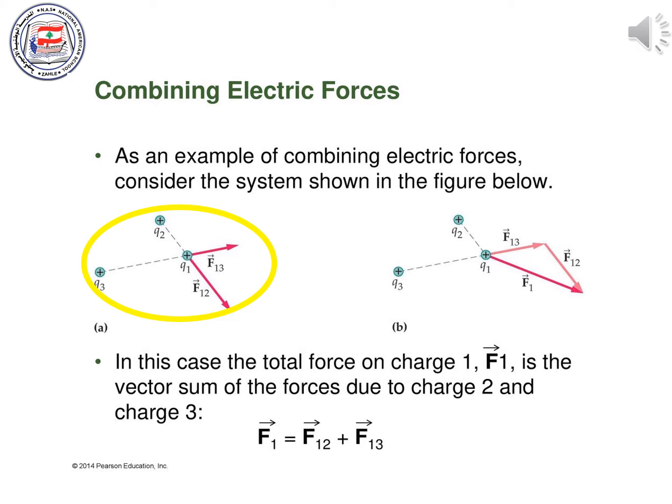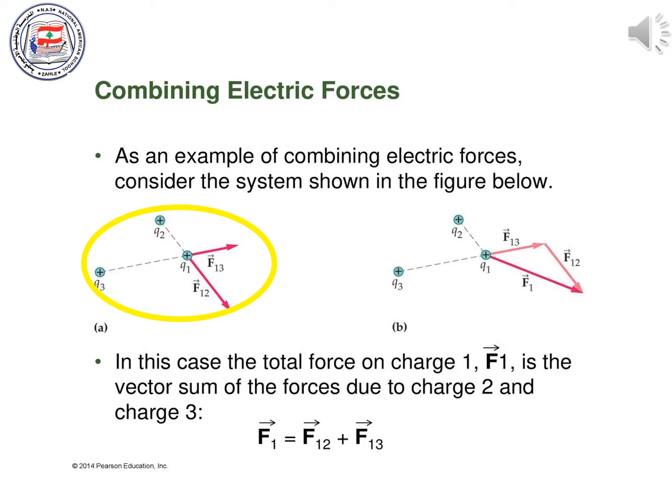repulsive force. As we already stated in the previous session, the electric force acts along the line that connects the two charges. It may be attractive or repulsive. Here it is repulsive because the three charges have the same sign, which is positive. So in this case, the total force acting on charge 1, which is F1, is the vector sum of the forces due to charge 2 and charge 3. So the total force acting on charge 1 is the force exerted by 2 on 1 and by charge 3 on charge 1.